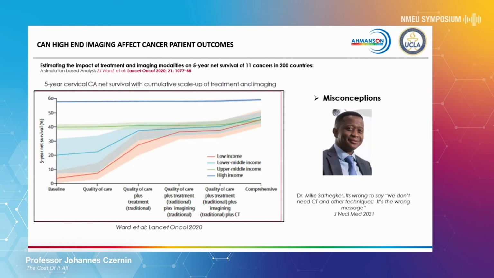In a recent leadership discussion for the Journal of Nuclear Medicine, I asked Mike Sateke, who's the leading African molecular imaging theranostics expert, whether nuclear medicine techniques could be considered luxury items when developing healthcare systems in Africa. He responded forcefully by saying, "It is wrong to say we don't need CT and other techniques. It's the wrong message." What he meant was that we would simply give politicians an easy excuse and way out for not aiming for excellence in healthcare in developing countries.